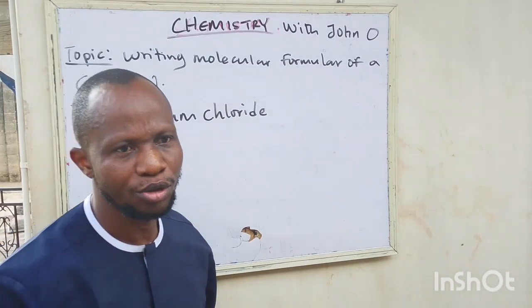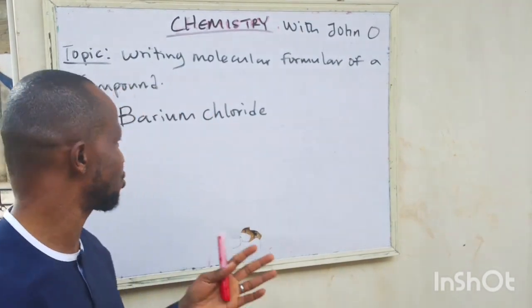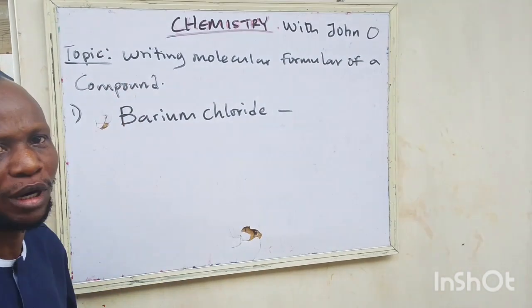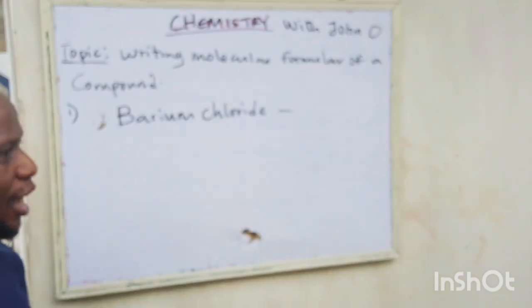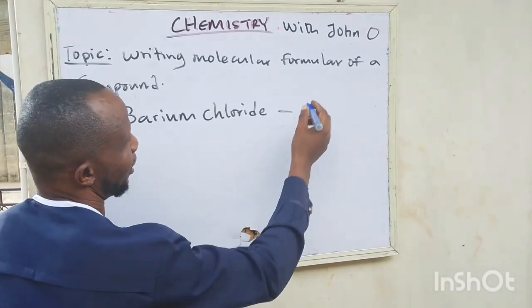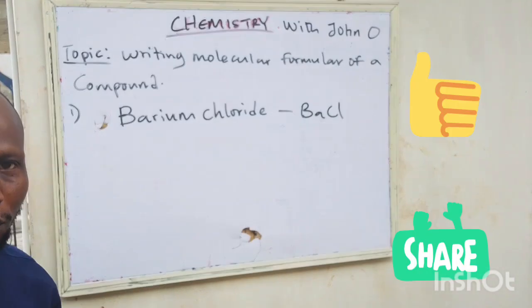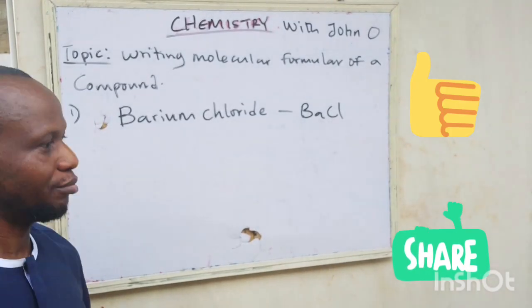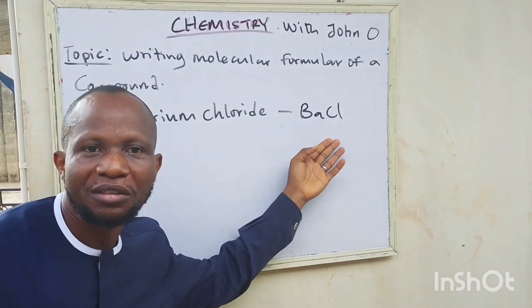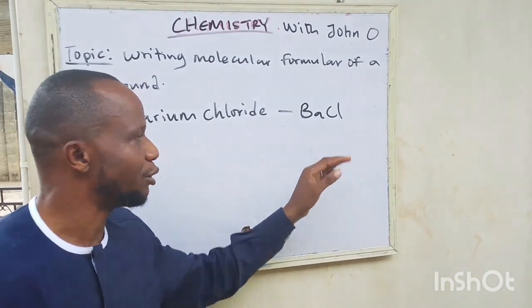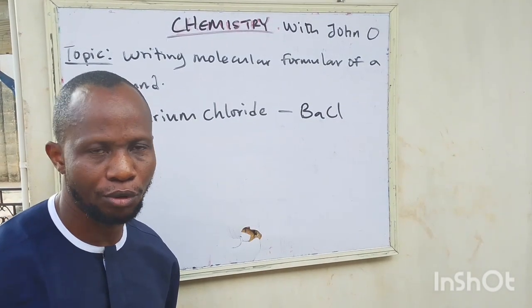For a layman or somebody who is just fresh to chemistry class, if you ask what is the molecular formula of barium chloride, the person might be tempted to write BaCl. But this is actually wrong as the molecular formula of barium chloride.